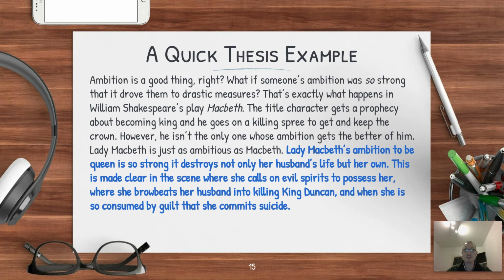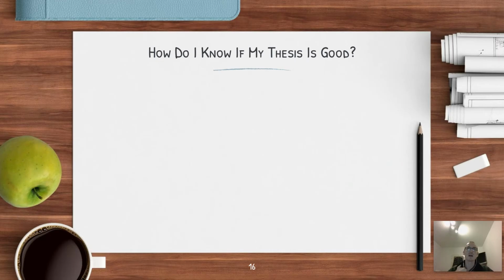Lady Macbeth is just as ambitious as Macbeth. Lady Macbeth's ambition to be queen is so strong it destroys not only her husband's life, but her own. This is made clear in the scene where she calls on evil spirits to possess her, where she browbeats her husband into killing King Duncan, and when she is so consumed by guilt that she commits suicide. So let's unpack this thesis after we talk about the parts of a thesis, right?